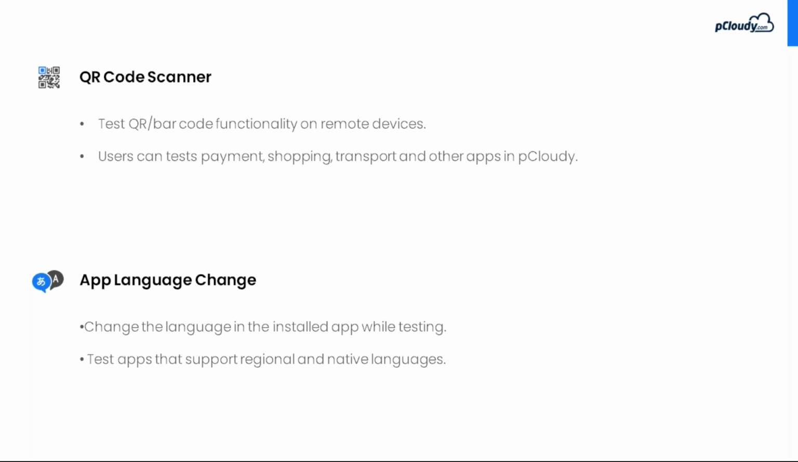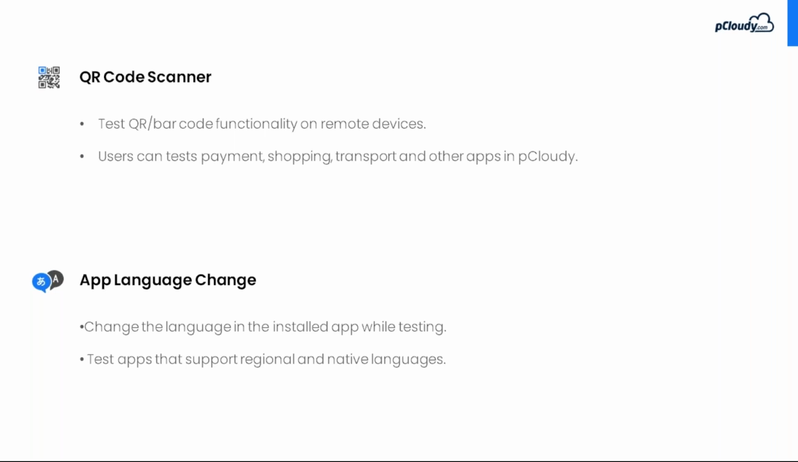So that's something which we're going to see in a while. App language changes, as I mentioned in the last slide. This will now enable all the users to change the languages in the installed app while they are testing their application. So let's say your application supports multiple languages, right? If you have an application which supports Indian local languages or international languages, for example, right?